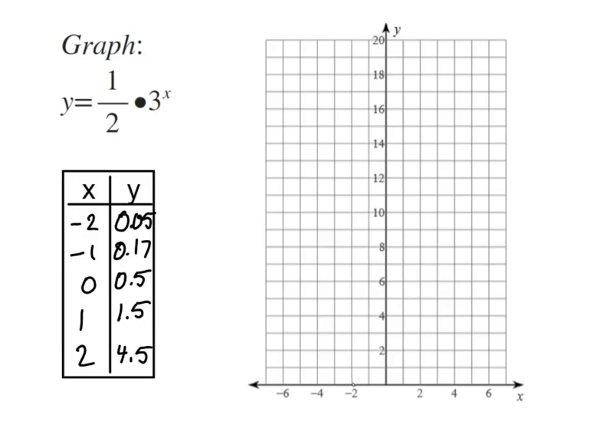-2, 0.05 is very, very, very close to the x-axis. Very close to 0. -1, 0.17 is a little bit higher. 0, 0.5, a little bit higher. 1, 1.5, 2, 4.5, and so on. Now let's sketch this out, and this is what my exponential function looks like. Do notice a couple things.